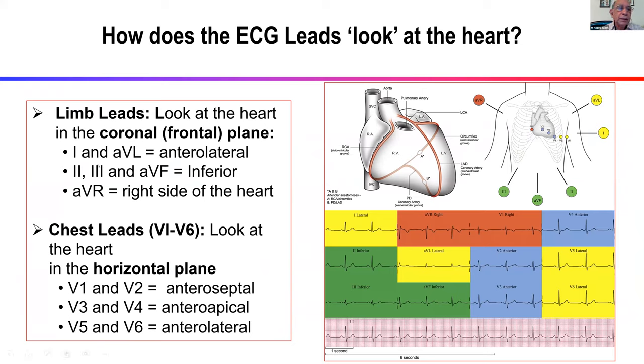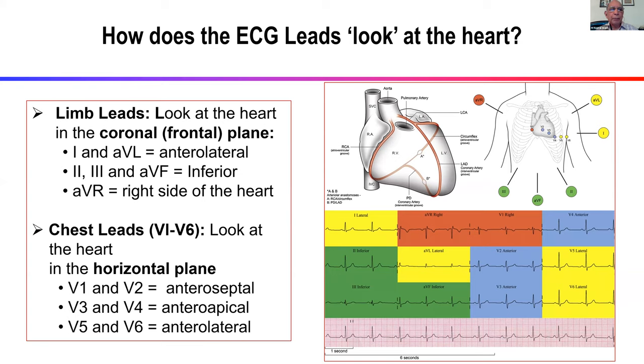So here among the limb leads, I and aVL are considered anterolateral. II, III, and aVF we call inferior. aVR is basically a right-sided lead; it looks at the RV chamber. But the chest leads: V1 and V2 are anteroseptal, V3 and V4 are anteroapical, and V5 and V6 are anterolateral. So this is another way to remember which side of the heart is being seen by which group of leads, and that will indicate any disease process, ischemic or infarction or other, of that particular respective wall.